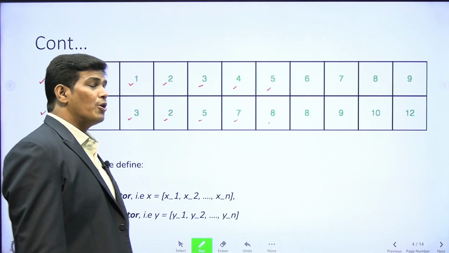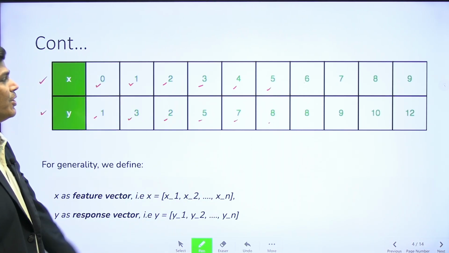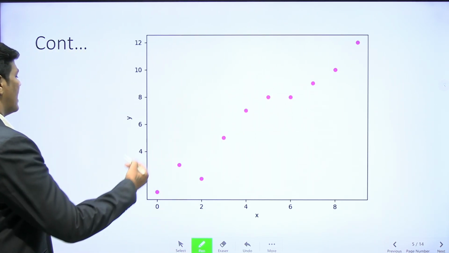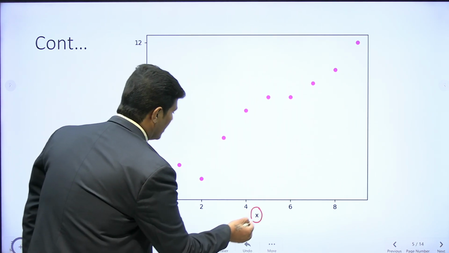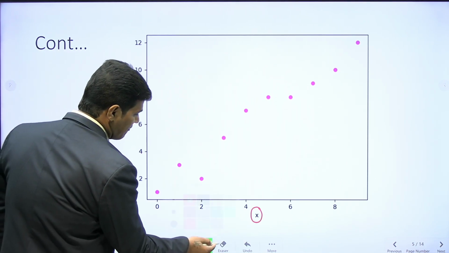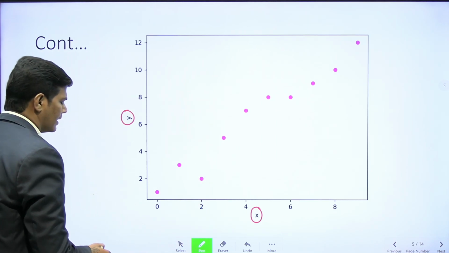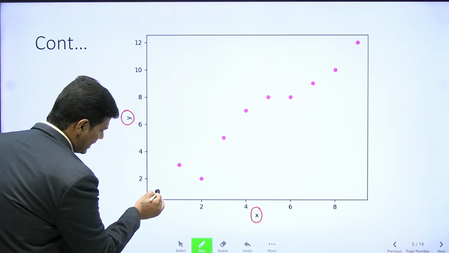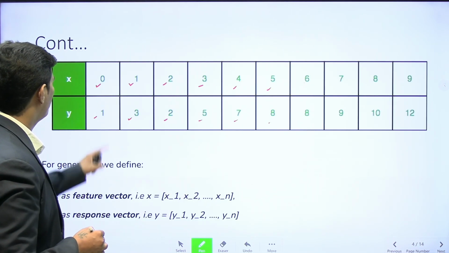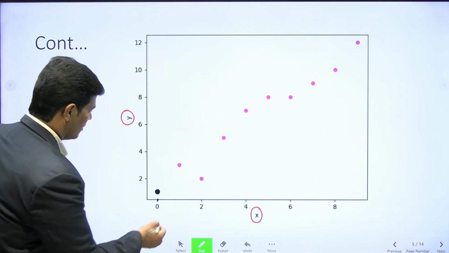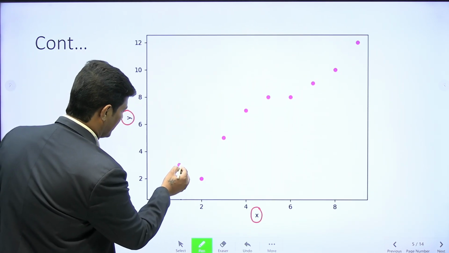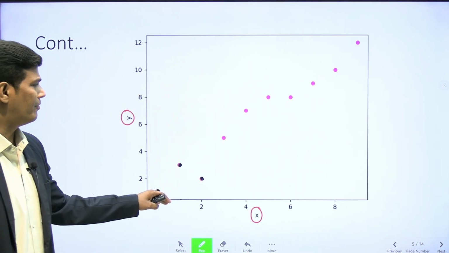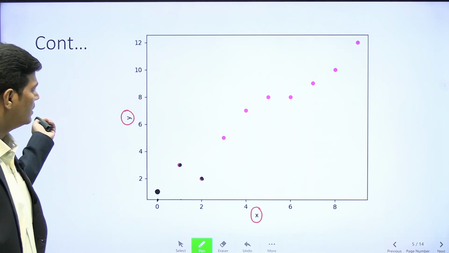If you want to create a model for this data, we can take the example of a scatter plot. Here we have variable x and variable y, and when x equal to 0, the value of y is 1. For 1 it is 3. For 2 it is the next one. So this is the diagram we have plotted from the given data.